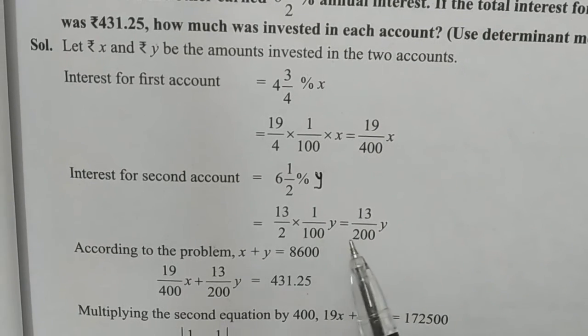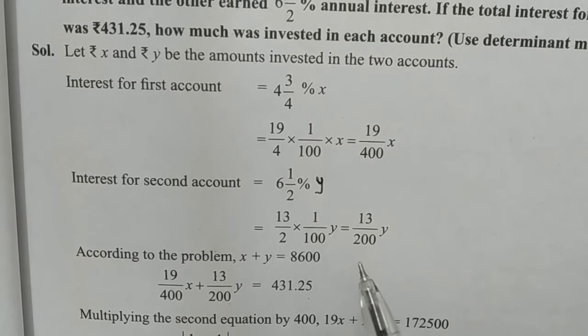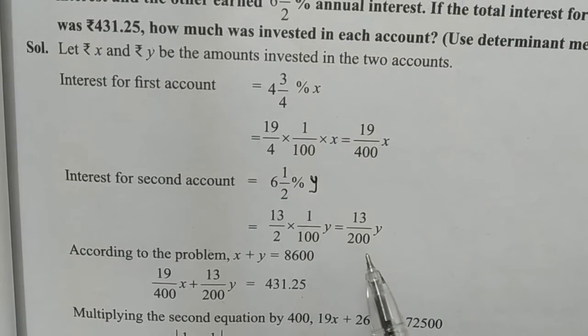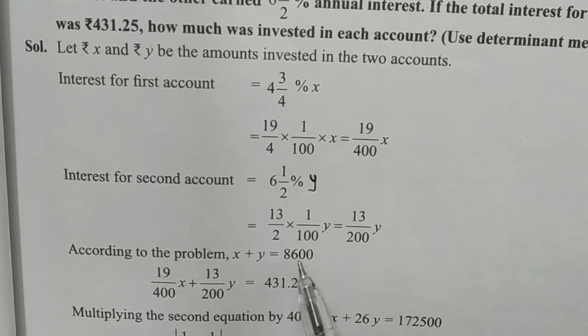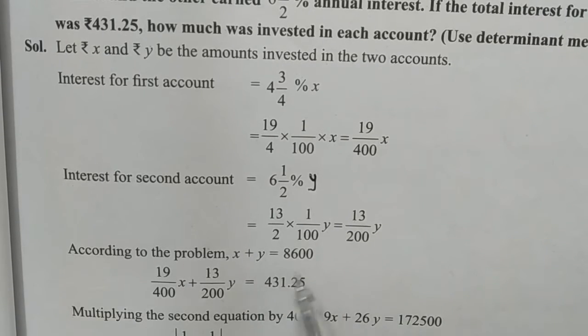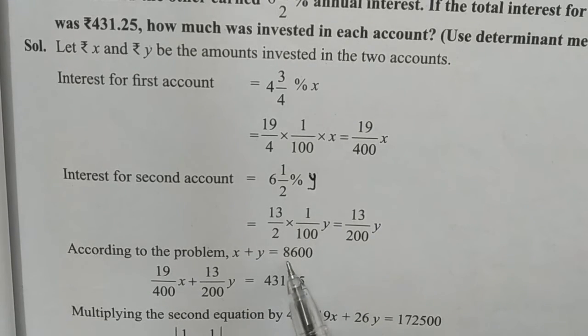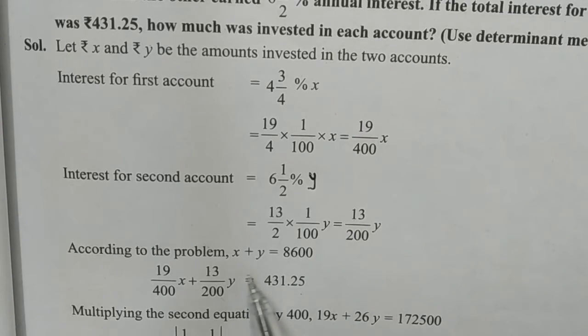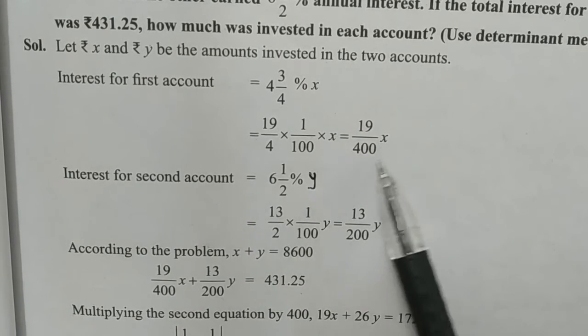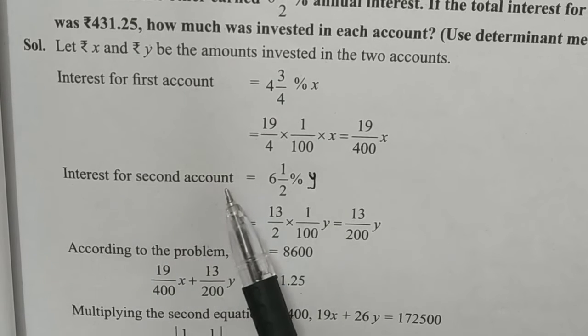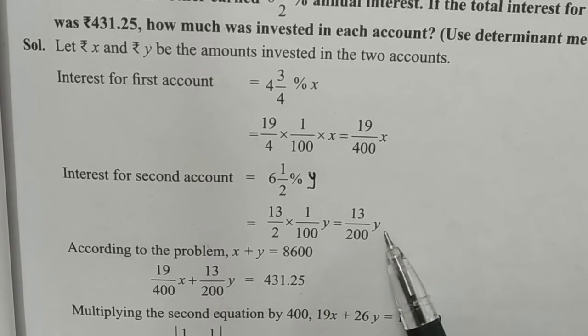So what is the given condition? The total amount of rupees 8,600 was invested in two accounts. The first account is rupees X and the second account is rupees Y. So the total amount invested is rupees 8,600. According to the problem, X plus Y equals 8,600. The interest for the first account is 19 by 400 into X, and the interest for the second account is 13 by 200 into Y.